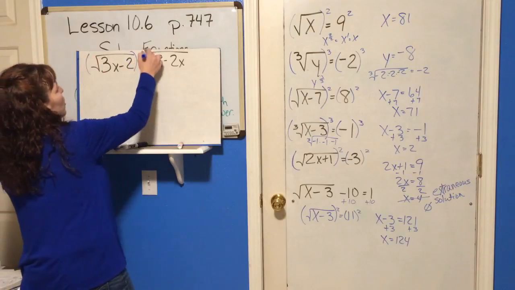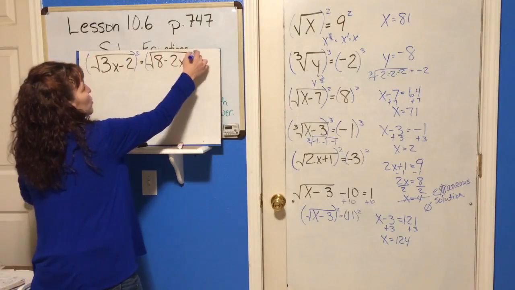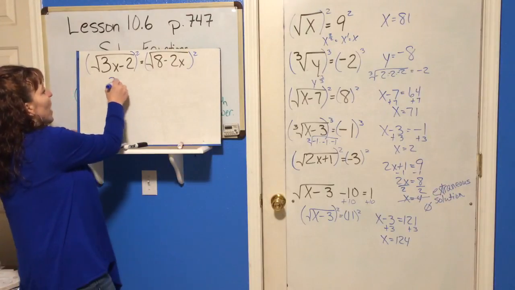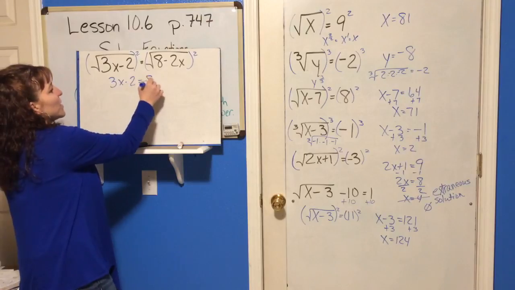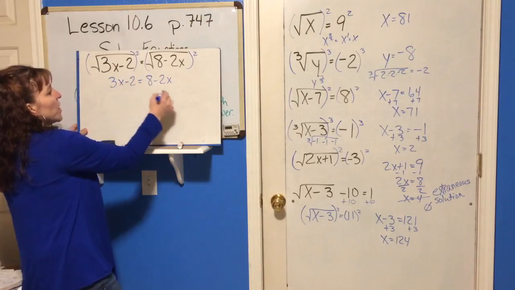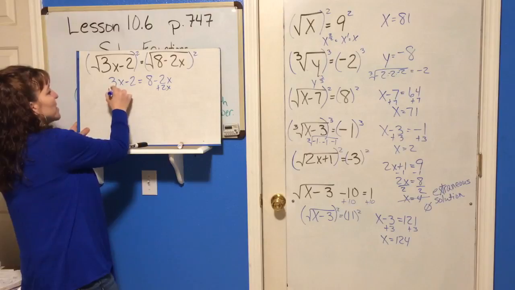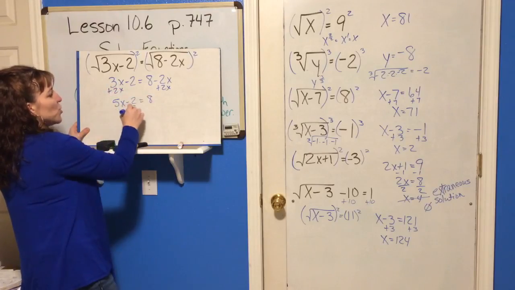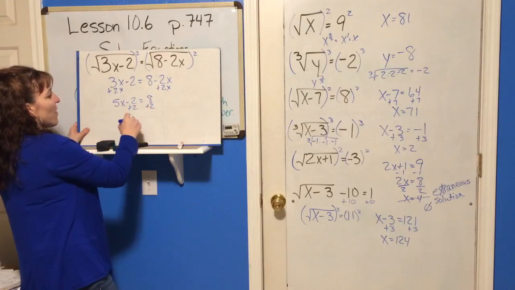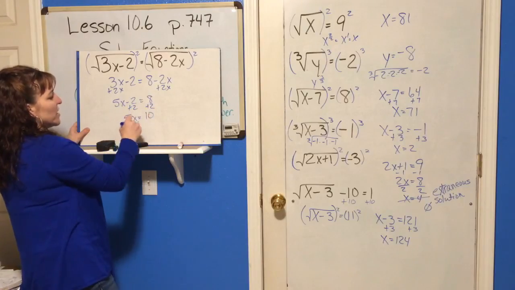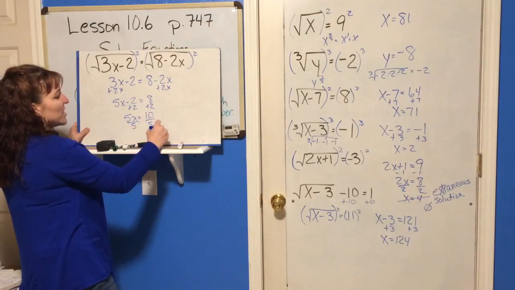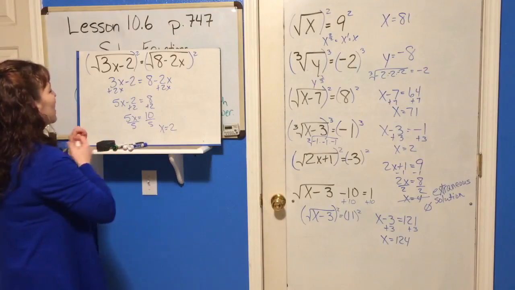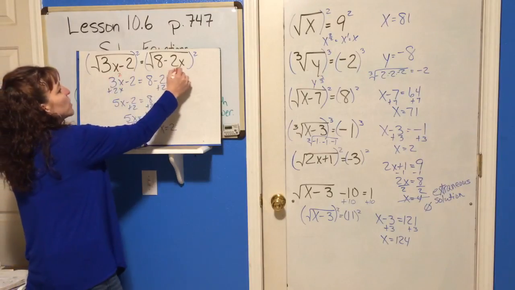Because we're going to square both sides of the equation. Remember, you can do anything you want as long as you do the same thing to both sides. So we end up with just 3x minus 2 equals 8 minus 2x. Add 2x to both sides. 5x minus 2 equals 8. Add 2 to both sides. 5x equals 10. Divide by 5. x equals 2.